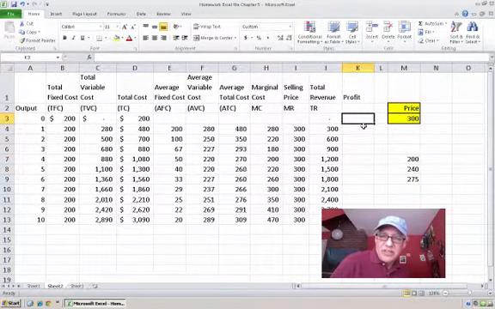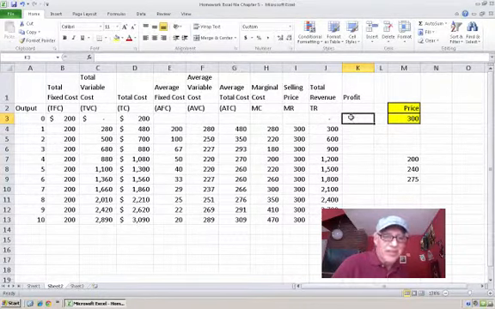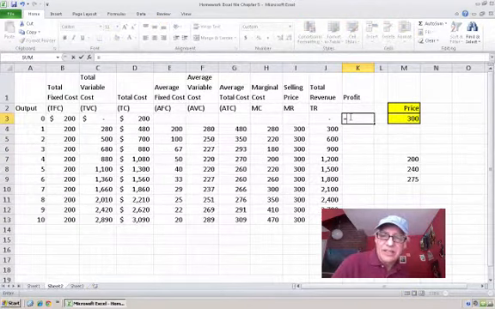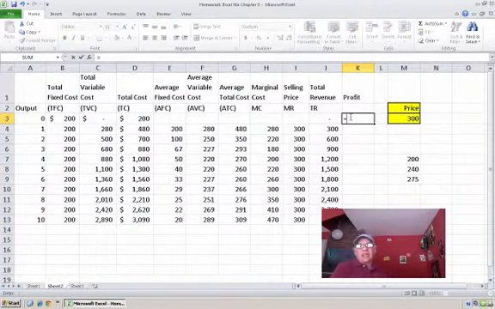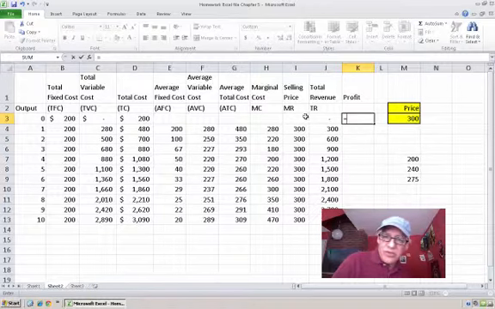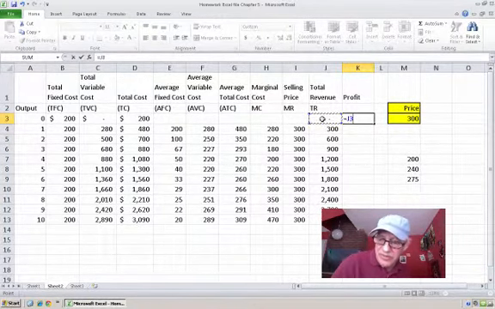So profit. Here I'm going to do profit. Again, just keep an eye on these cell addresses. I want to do the profit if I sell nothing. Right? It's going to be an important cell in a second. So profit, of course, is going to be what I take in, total revenue, minus what I pay out in total costs. So total revenue at 0 output is that cell there, I3.